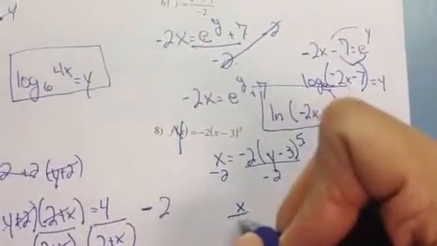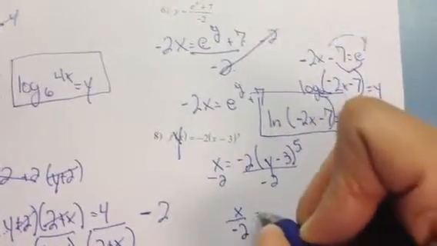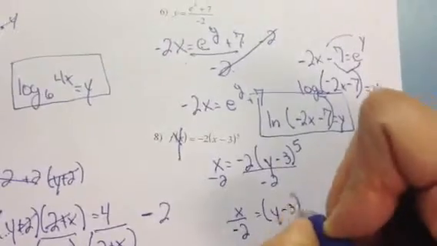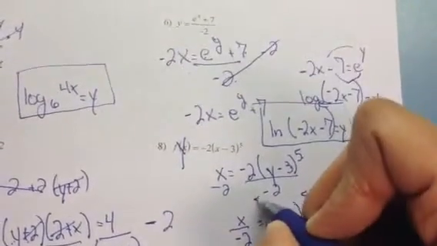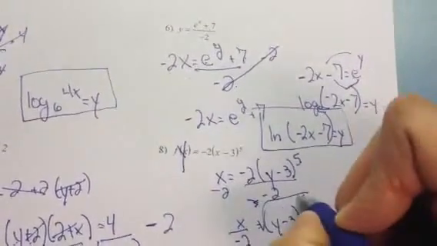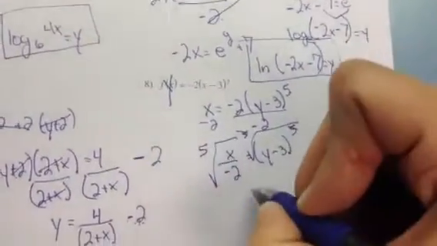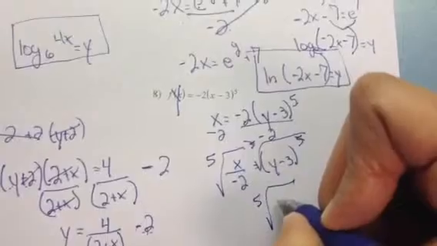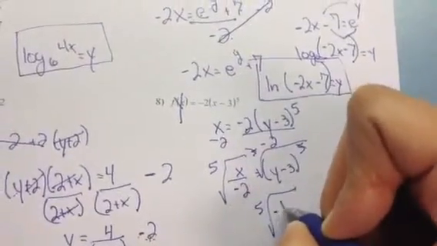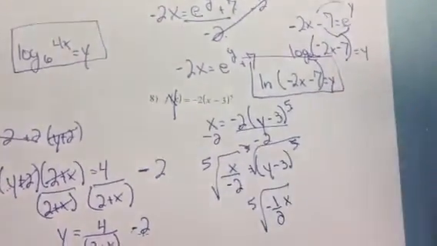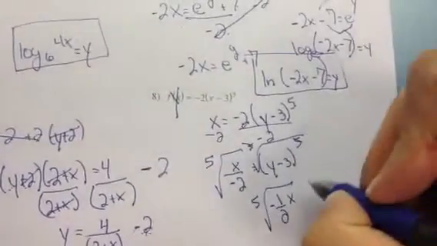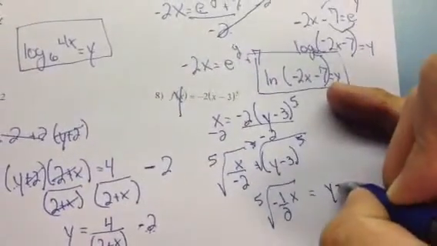So x over -2, it doesn't really matter where the negative goes. And now I'm going to get rid of the 5th power. To undo a 5th power, I 5th root. That cancels out this. I'm going to 5th root this side. So this is where I am now. I have the 5th root of all of this. I'm going to write it like this, -1/2 x. Just a different way to write x over -2. And then that equals y minus 3.